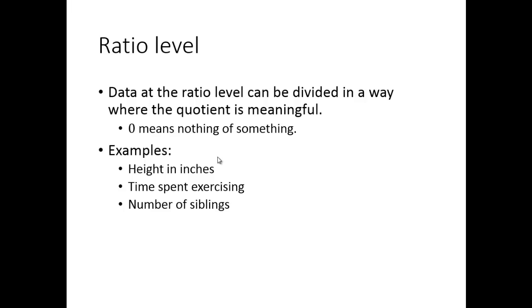Another example is number of siblings. So if I have 4 siblings and somebody else has 1 sibling, you could say I have 4 times as many siblings as that other person. Or you view this as from the 0 point of view. So having no siblings, I guess, means you're an only child here, but it means there's nothing. You have none, so 0 has some sort of intrinsic meaning of nothing.